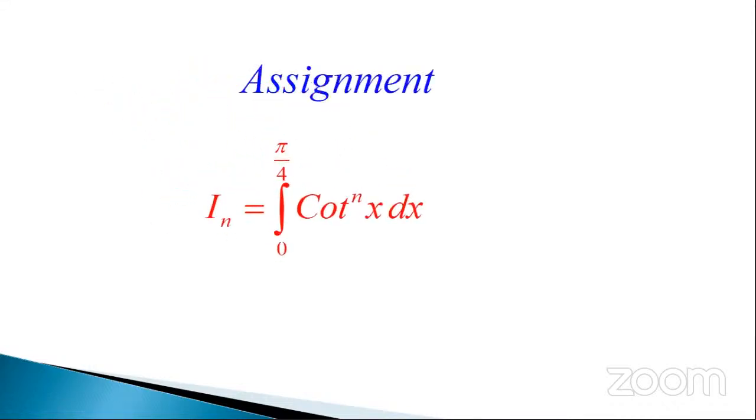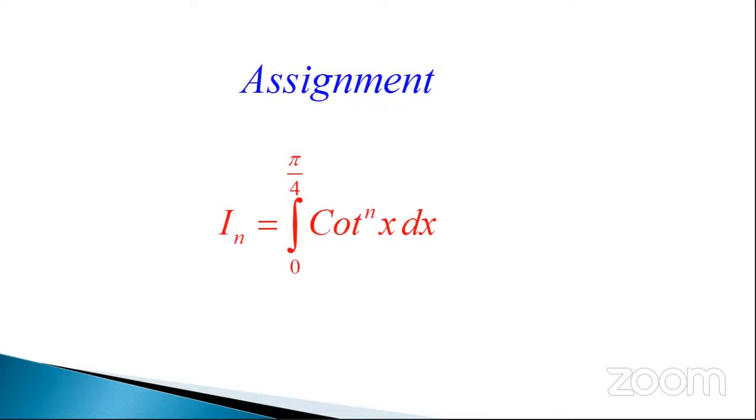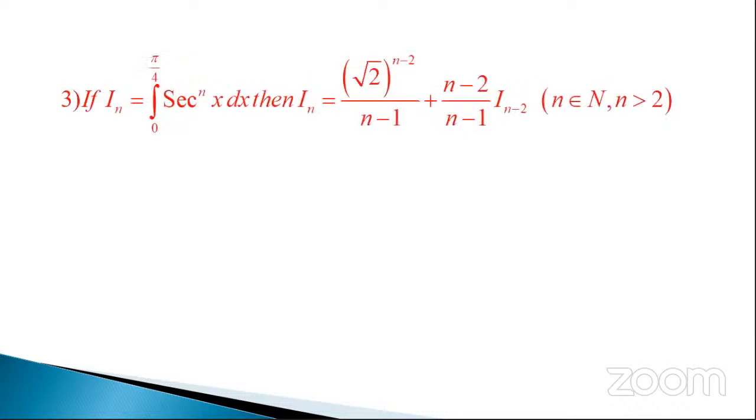Then, assignment. In the similar way, we can solve cot to the power of n x dx. Same procedure. I n equals integral over 0 to pi by 4 of cot to the power of n x dx. Cot to the power of n x can be written as cot to the power of n minus 2 x into cot square x. Cot square x can be written as cosec square x minus 1. In the similar way, we can solve.